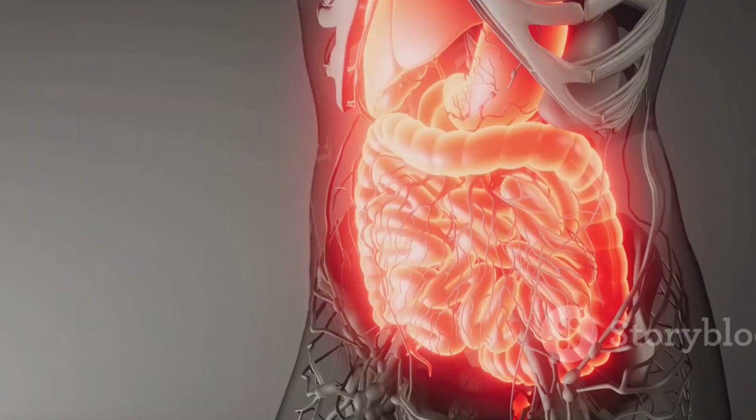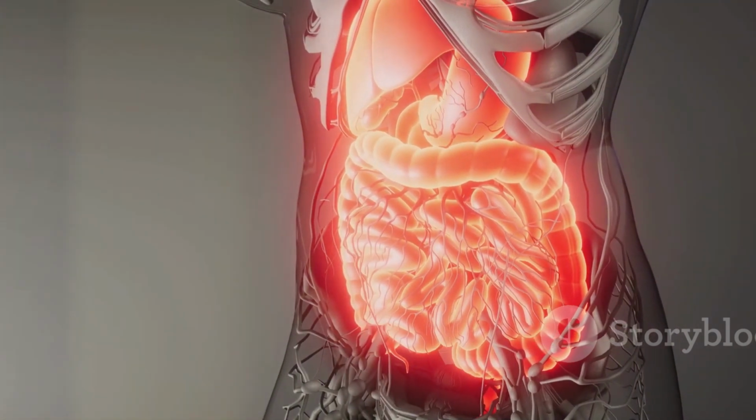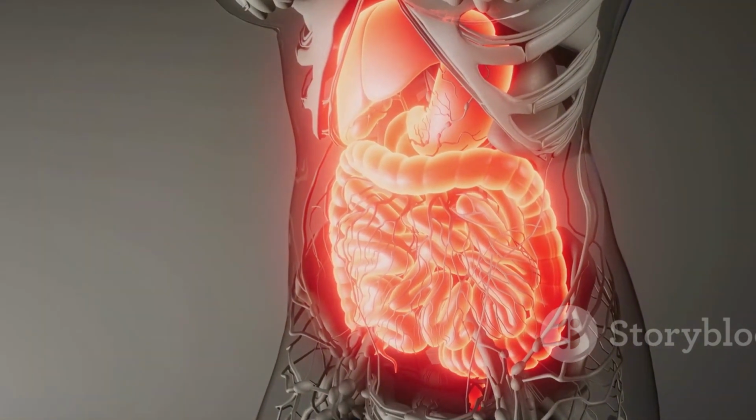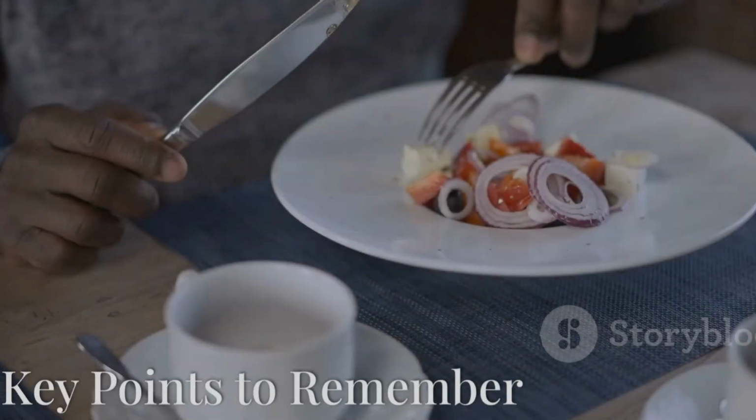Control of digestion. Digestion is regulated by hormones and nerves. Hormones stimulate digestive juice production and manage appetite. Nerves control muscle contractions in the GI tract and release digestive chemicals.